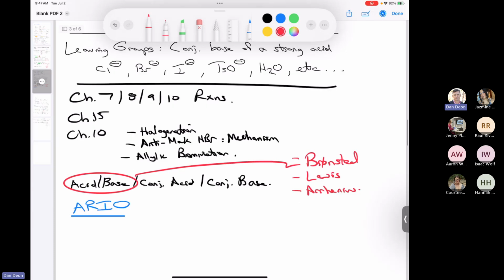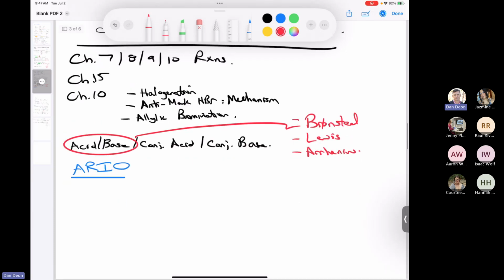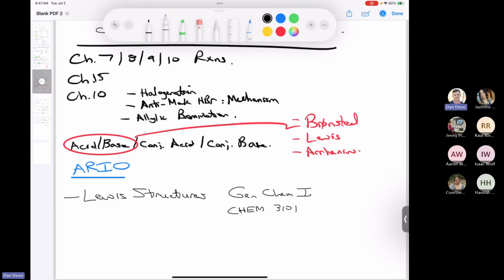Lewis structures, we reviewed some of those yesterday when we looked at the ACS study guide. So, Lewis structures, that has never gone away. That was a big part of General Chemistry 1. I'd say Gen Chem 1 and this class, Chemistry 3101, did we talk about Lewis structures or what? It's like we never stopped drawing them. It seems like all we did was draw Lewis structure this and Lewis structure that.